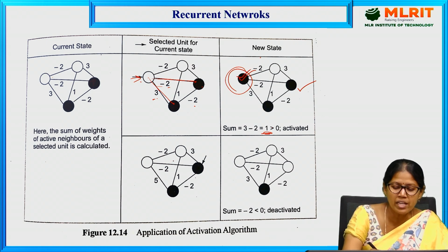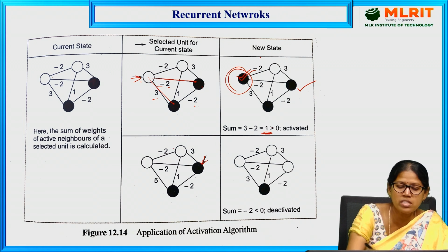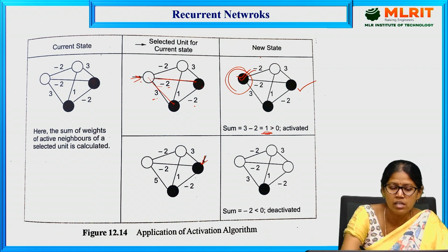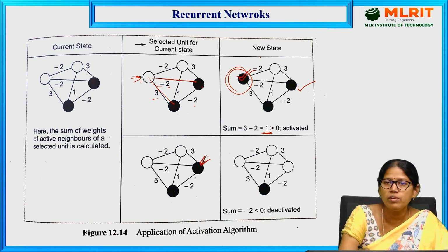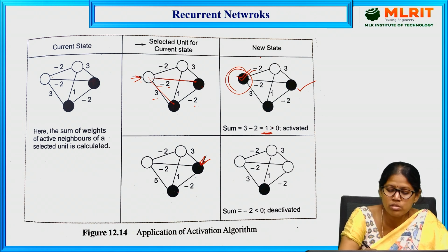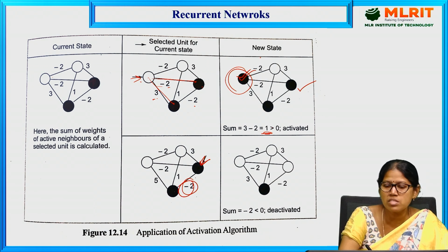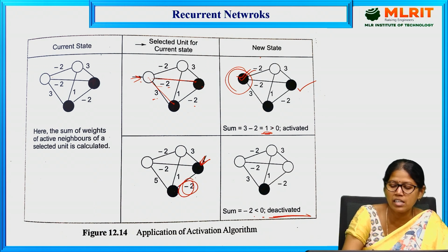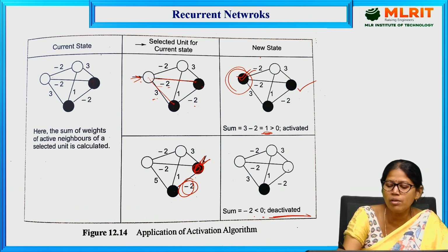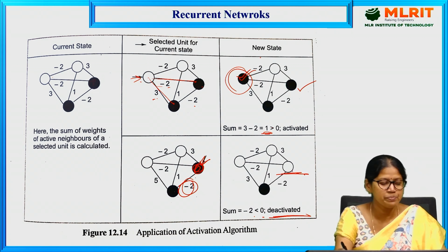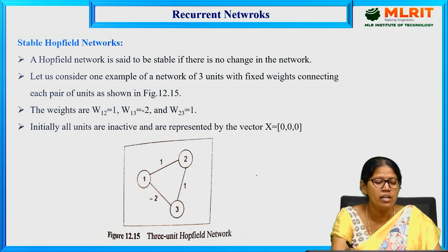Okay, so the next one is here: this node is selected for this current state, this one is activated. We will find the sum only over the activated nodes. Here only one node is activated. Here minus 2 is the value. Minus 2 is less than 0. So this one is deactivated. So the selected node will be deactivated. That is what Hopfield networks do.